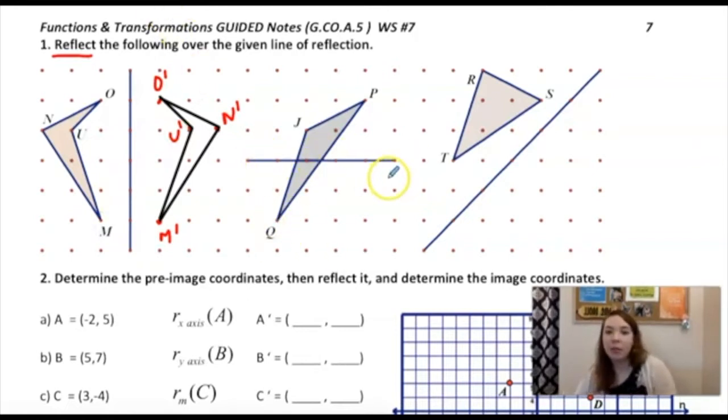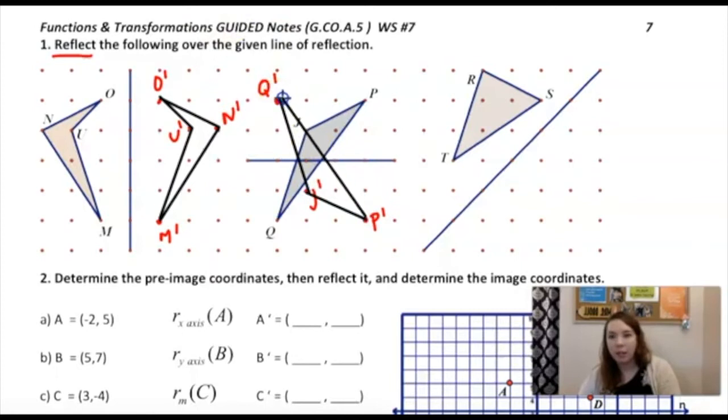This line is going through our figure, but we still do the same process. P is 2 away from the line, 2 away on the other side is P prime. Here, J is 1 away, so 1 away on the other side is J prime. And then Q is 2 away, so 2 away on the other side is Q prime. And then you can reconnect these three. Okay, so they are allowed to overlap.